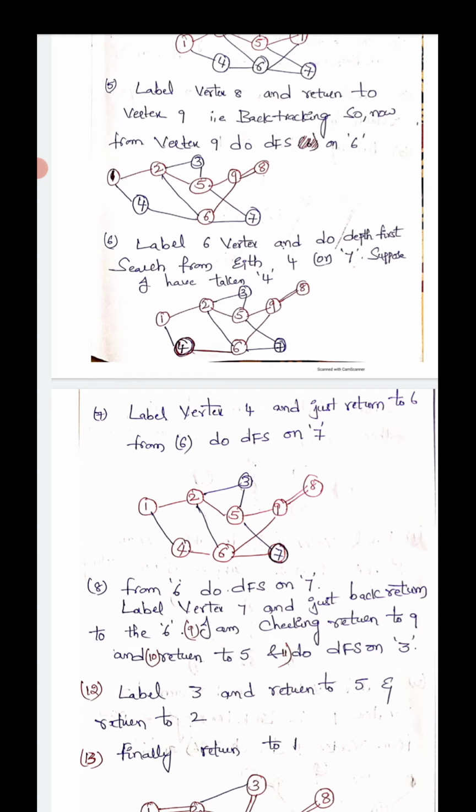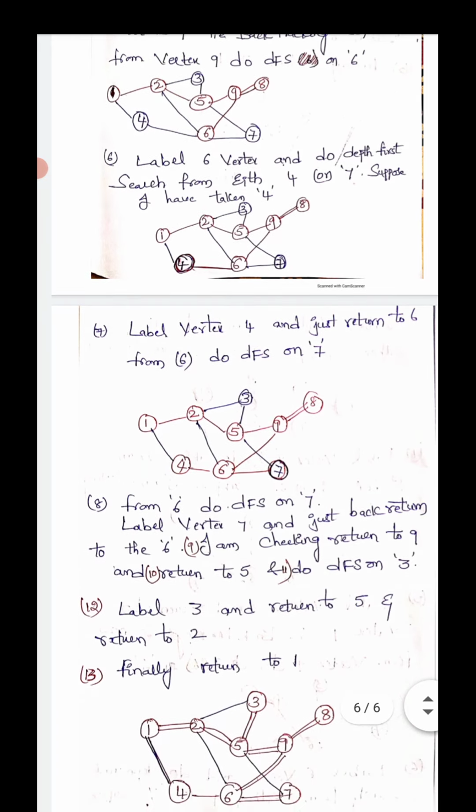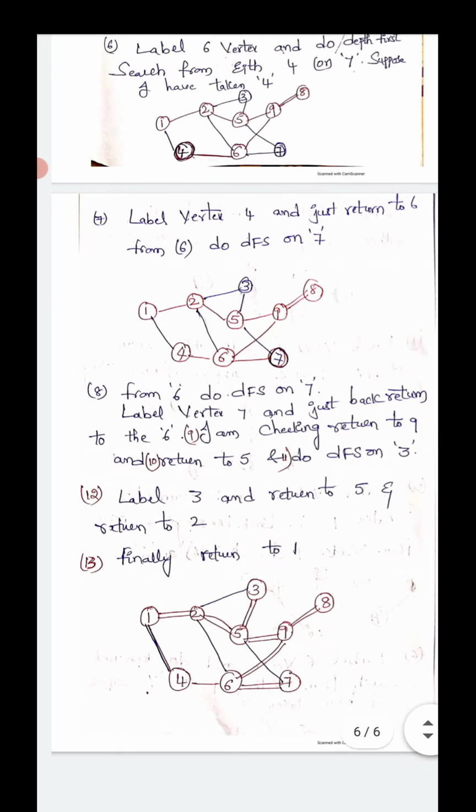5 has connections 2 and 3. 2 is already visited, 3 is not visited. That's why we do depth first search on node 3. Now label vertex 3 and return to 5, and then return to 2. Finally, return from 2 to 1. This is the way: 1 to 2, 2 to 5, 5 to 9, 9 to 8, then 8 to 9 backtracking, and 9 to 6.